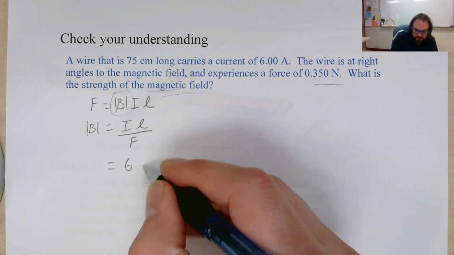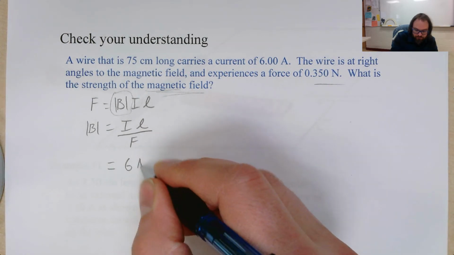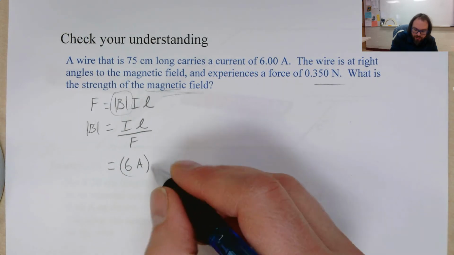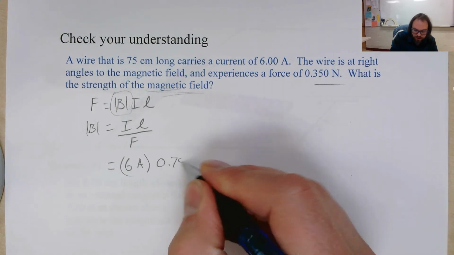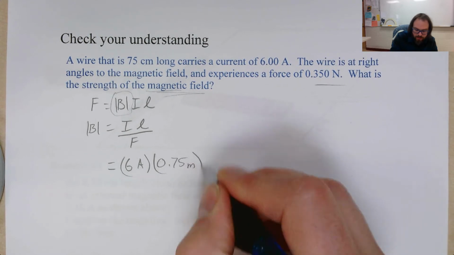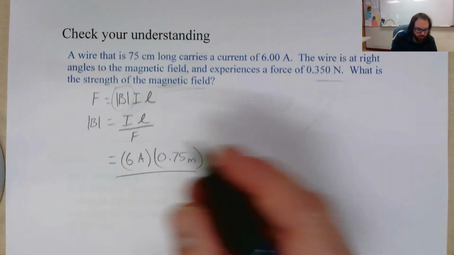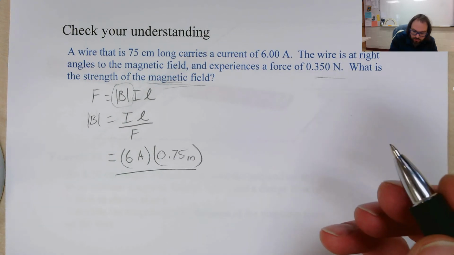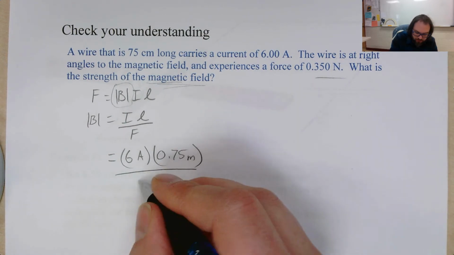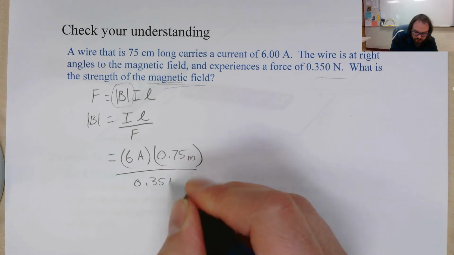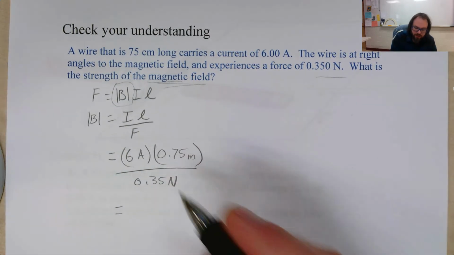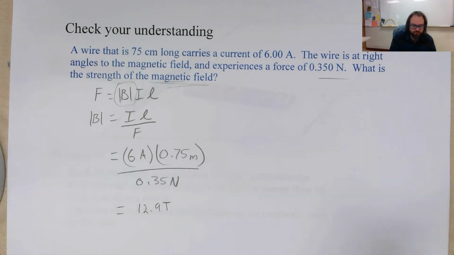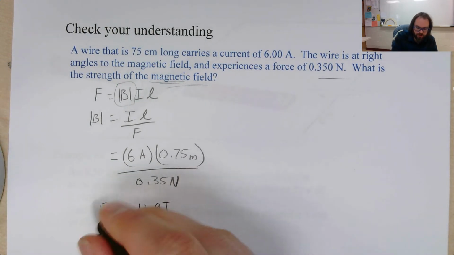We have 6 amps, which is my current. My length is 0.75 meters. And we have my force, which is 0.35 newtons. I plug that into my calculator, and I'm going to end up getting 12.9 Teslas as my magnetic field.